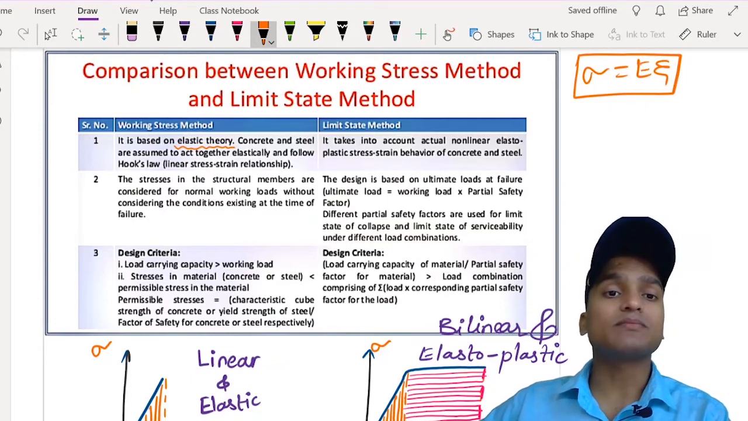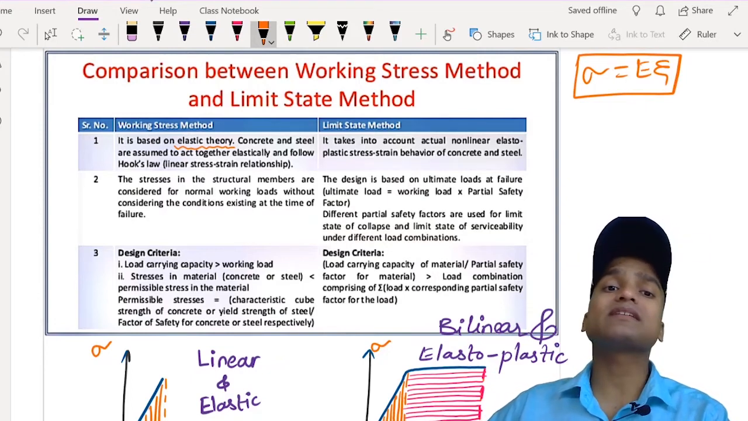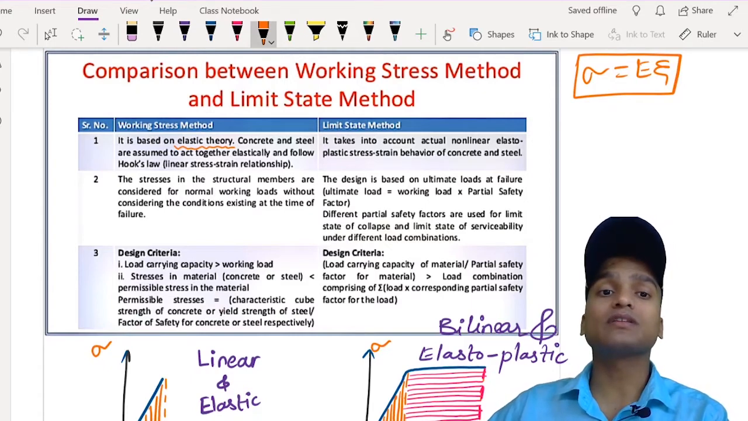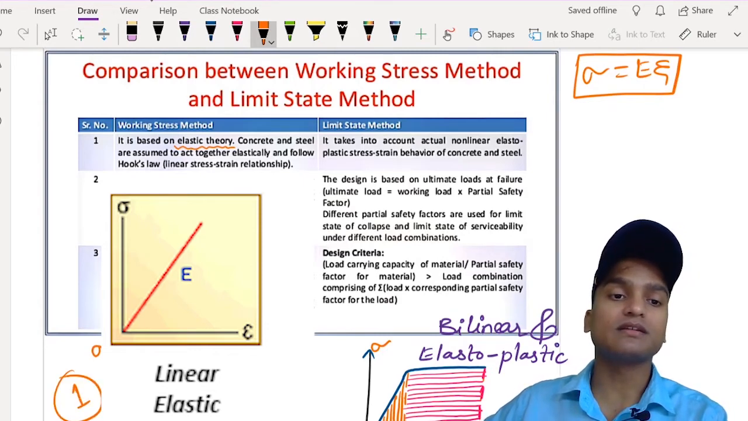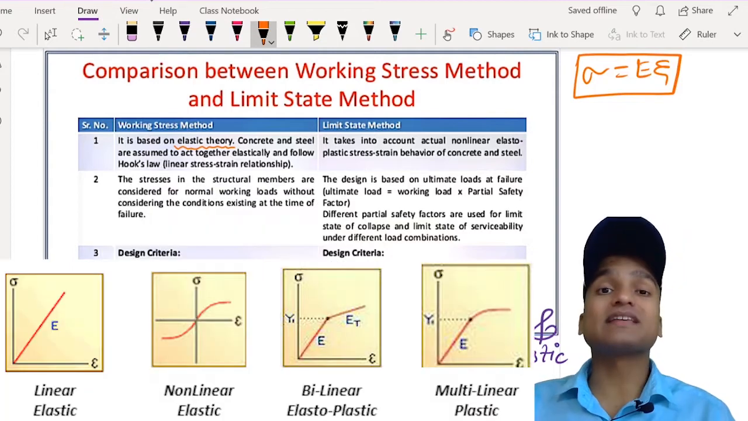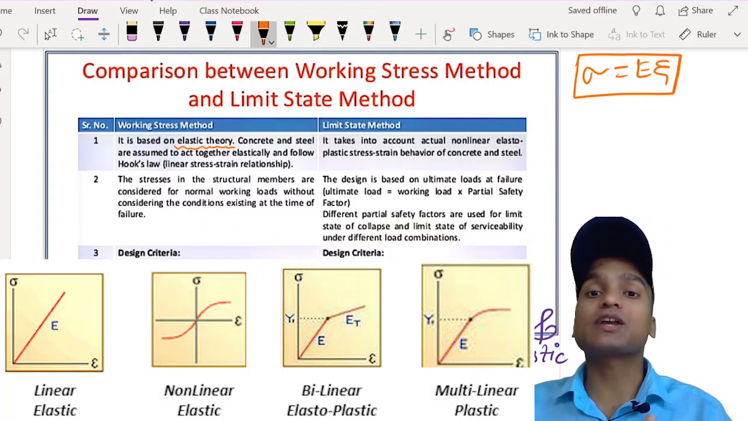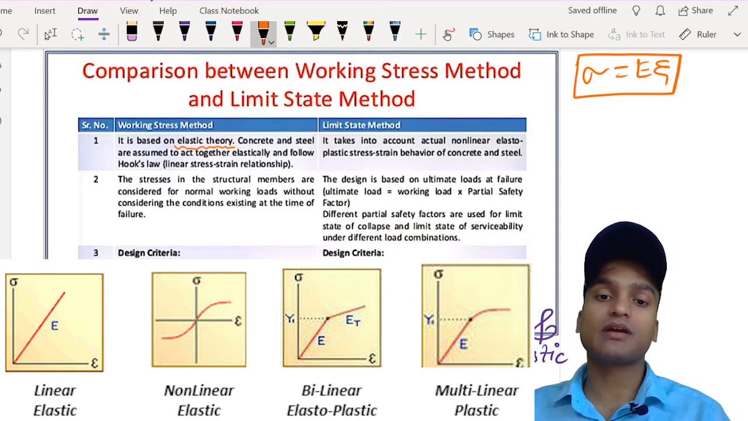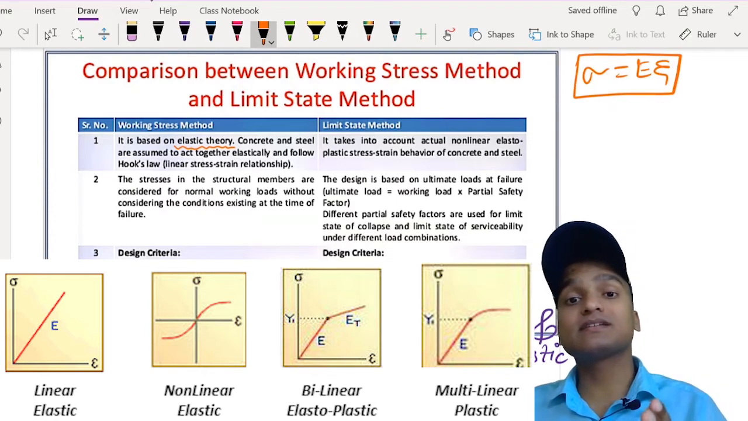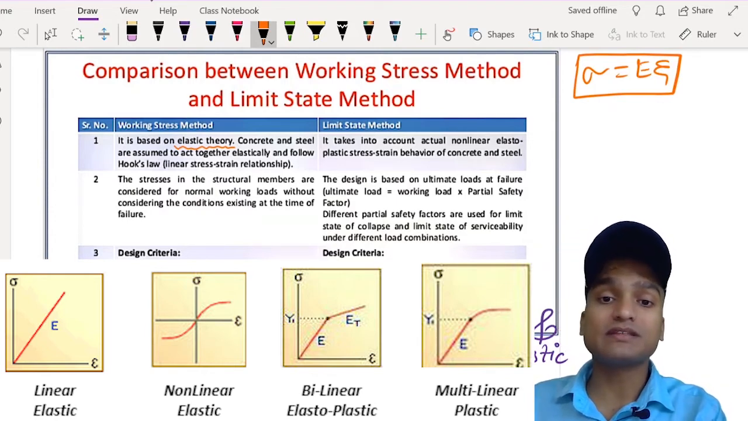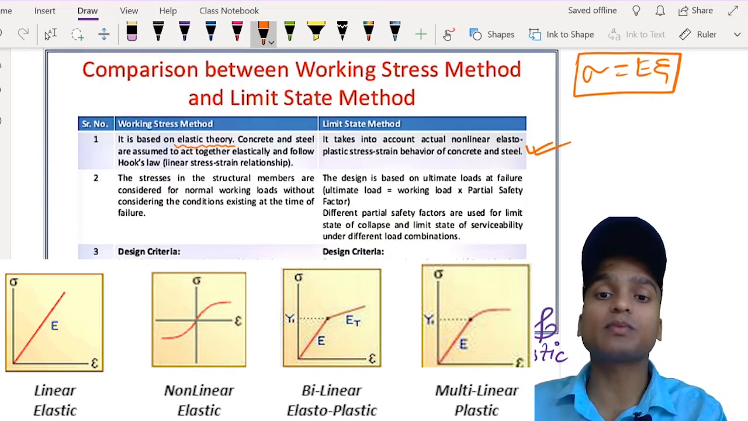So in WSM, we assume concrete as well as steel both act together in an elastic fashion. Like you are seeing in this first graph, the relationship is linear, and such a curve is called an elastic curve. Whereas the limit state method considers the actual non-linear behavior between stress and strain for both materials, concrete as well as steel. And such a behavior is bilinear, elastoplastic.